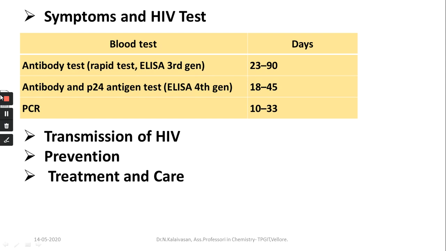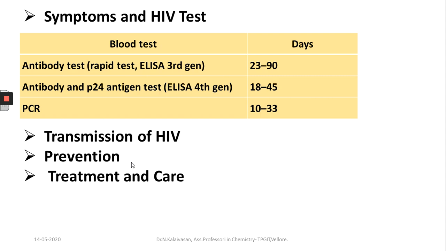Next, we come to the ways to prevent HIV infection. There are many preventive measures. First, since HIV is transmitted through sexual intercourse, we can avoid direct sexual contact with an infected person or an unknown person. It is better to use condoms in that condition, so it acts as a barrier to spread the virus.